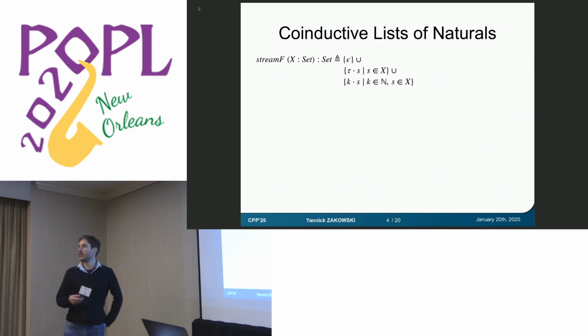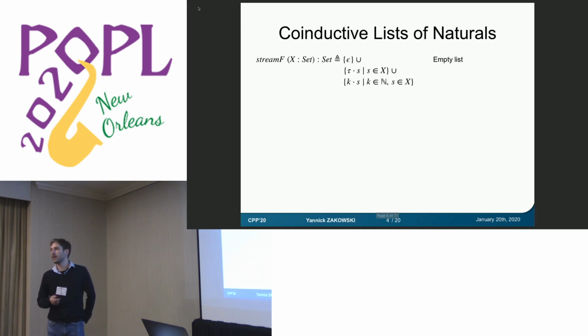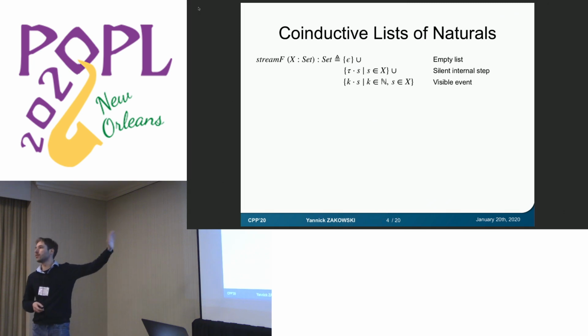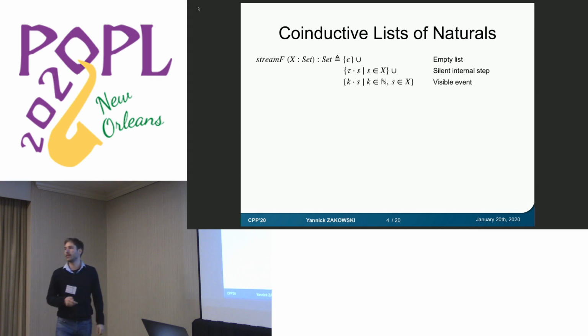You can think of it as, in a very simplified way, the trace of execution of a program. So you might have the empty list. You might first have some kind of silent internal step, a step of computation you do not wish to observe. Or you may have observations, which here we'll just represent as naturals. So a K for a natural that is observed, and then the remainder of the stream. And we will use tau to write the silent step.